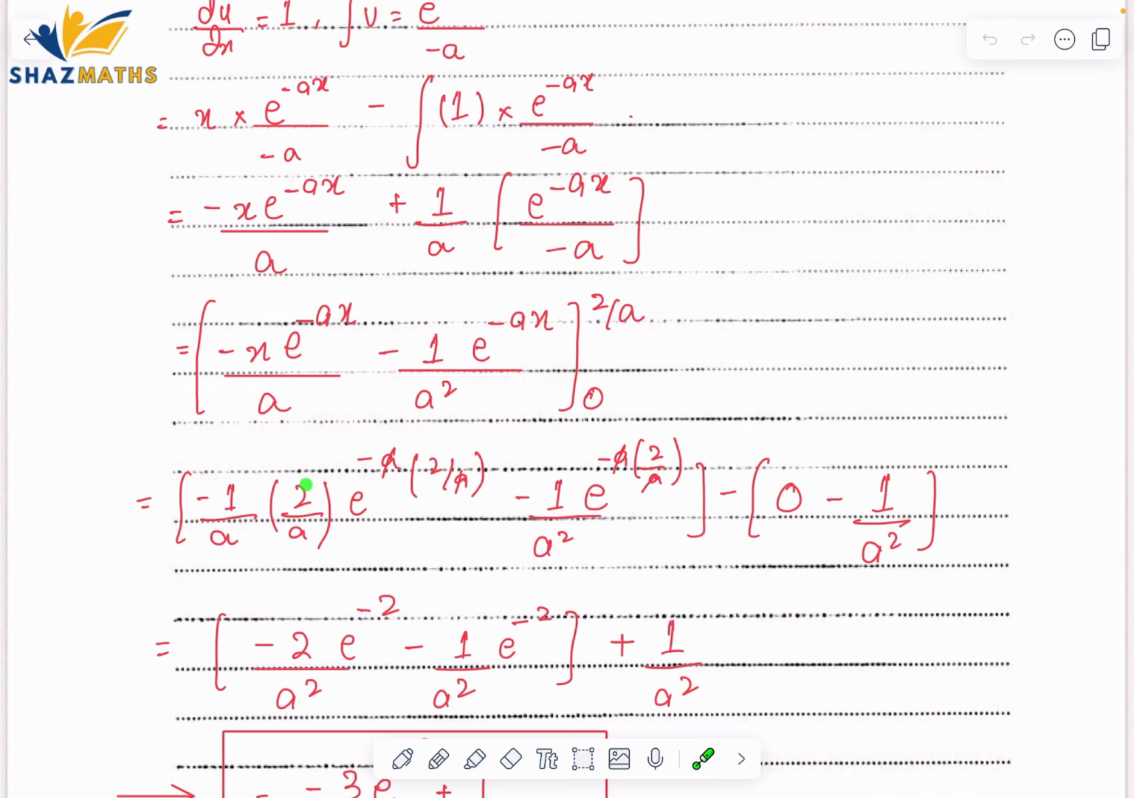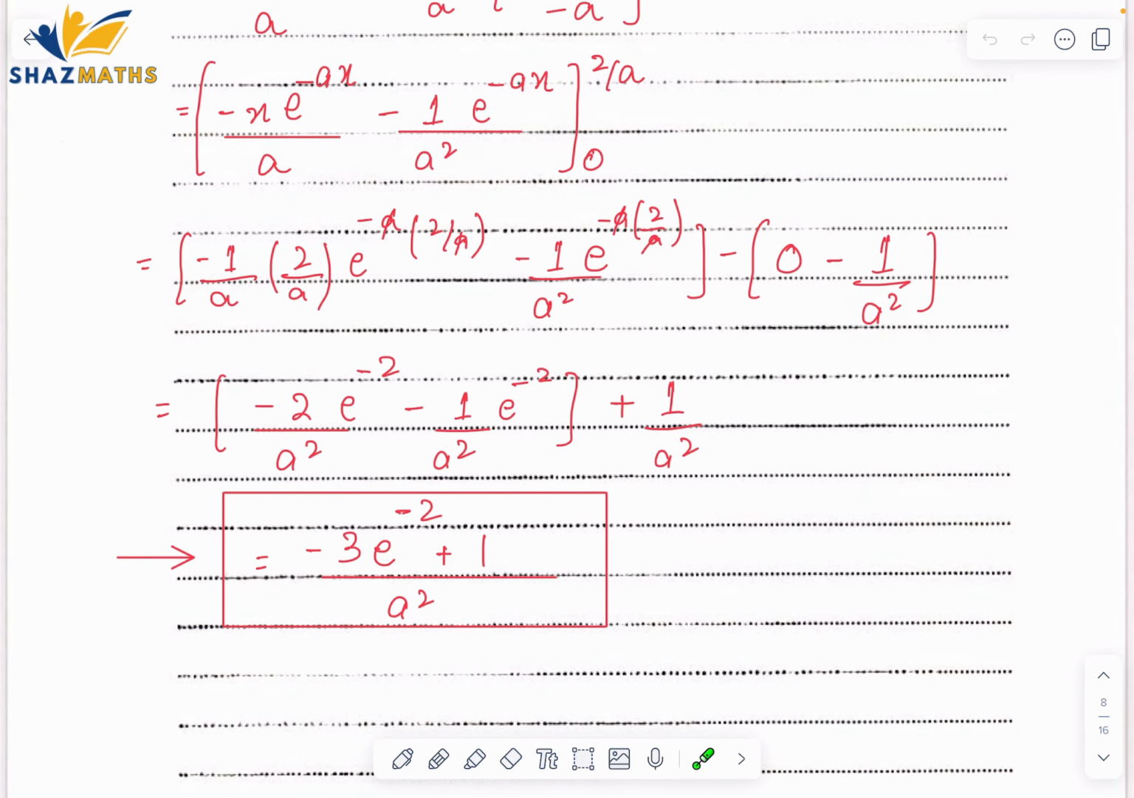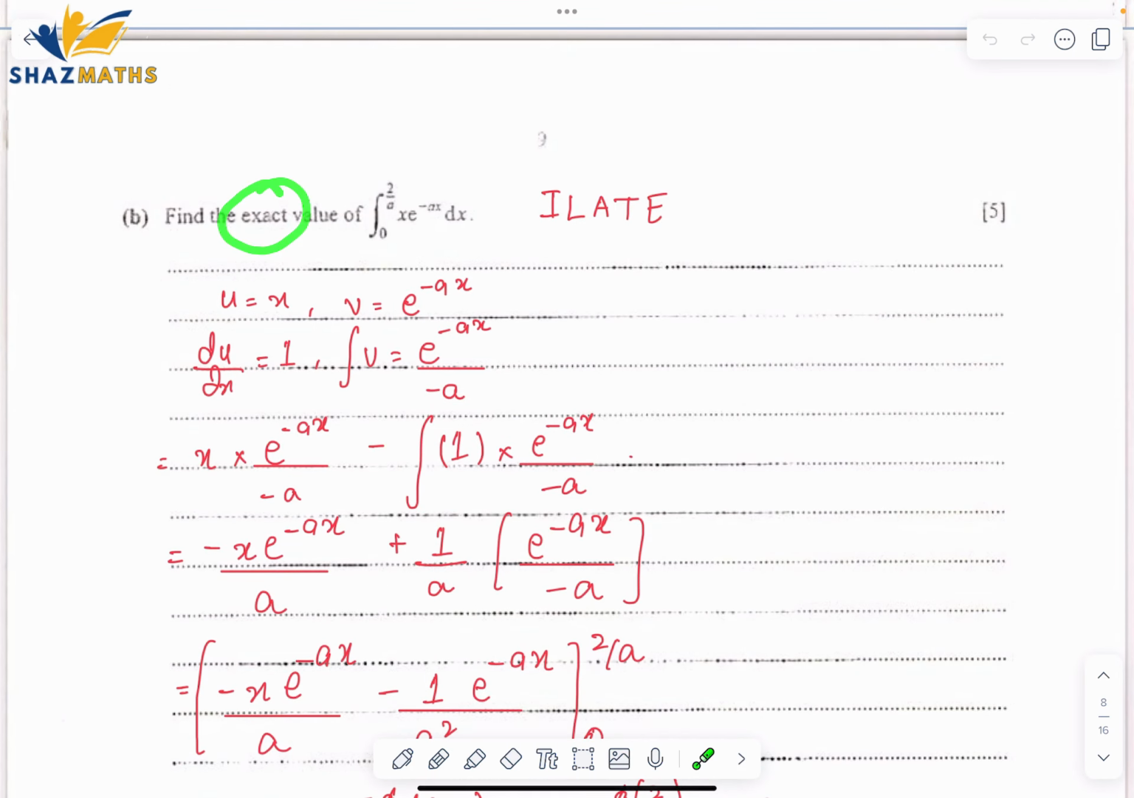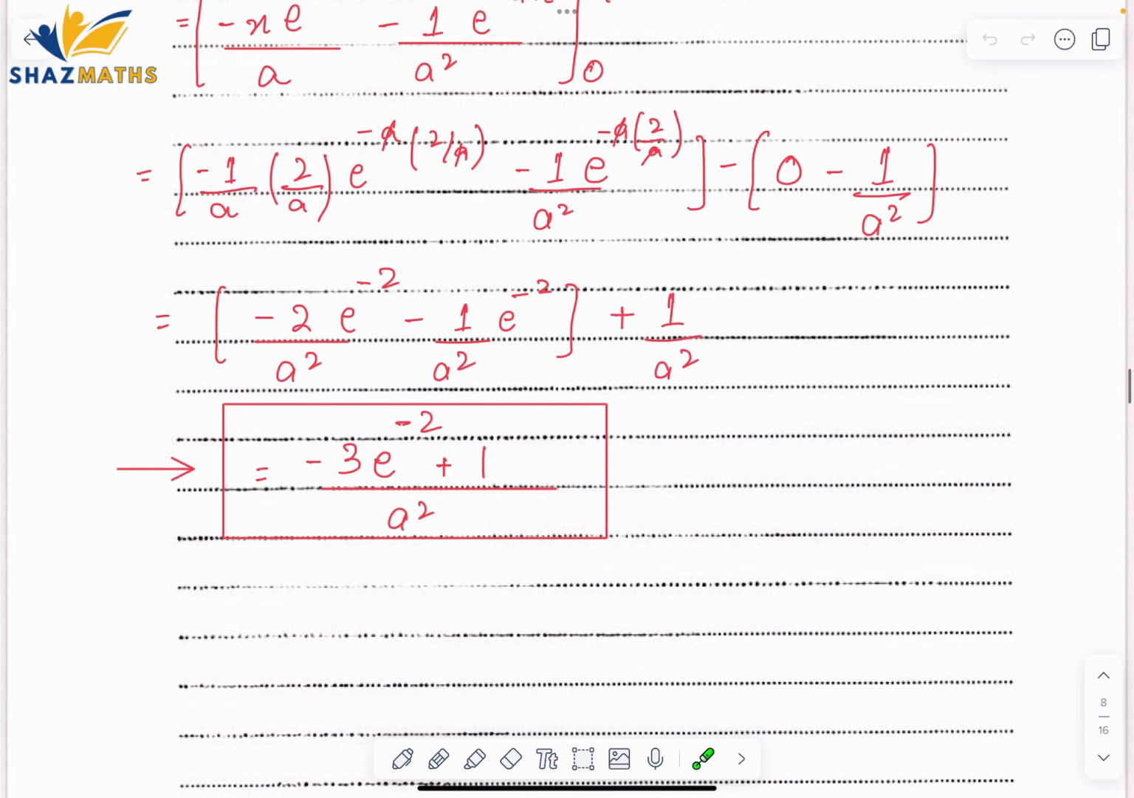First of all, we'll put the upper limit 2 by a. We'll simplify, and then we'll put the lower limit 0. If we simplify, the answer will come out to be minus 3e to the power minus 2 plus 1 over a squared. So that's my final answer for this part. Again, exact value was required, so I'll leave my answer like this.